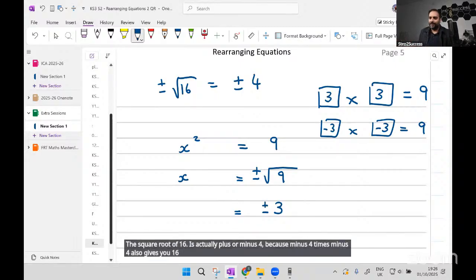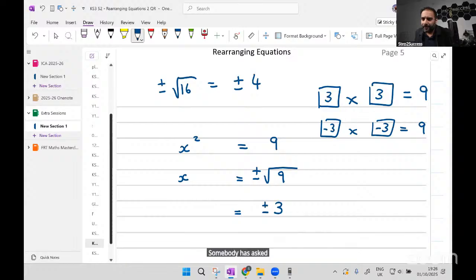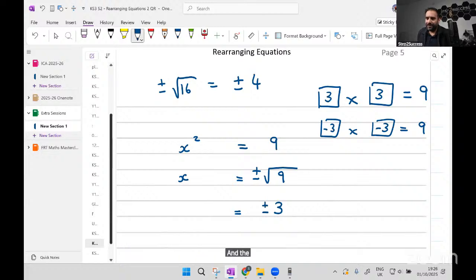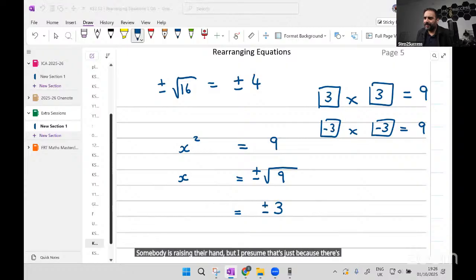So that's what that plus or minus means, as somebody has asked me. It means that, yes, you have it only on square roots, because when you square root a number, there are actually two answers, the positive version and the minus version of it. Any other questions? Somebody is raising their hand, but I presume that's just because there's an option to raise your hand as opposed to anything else.